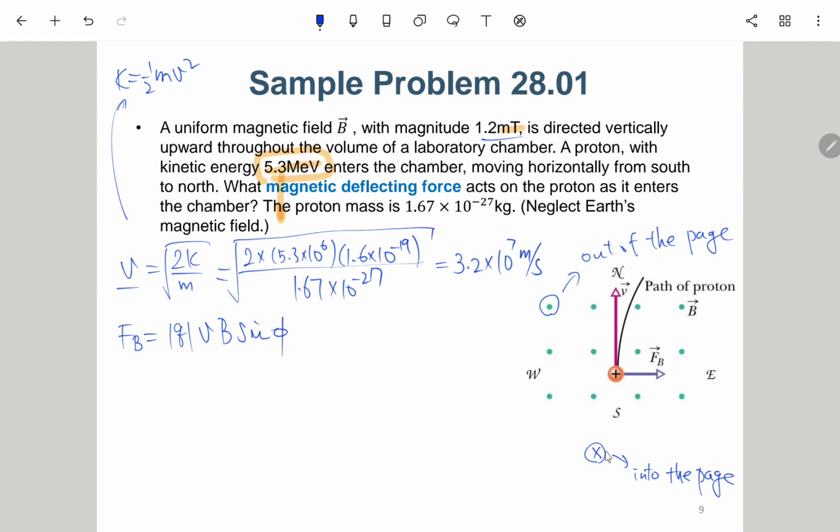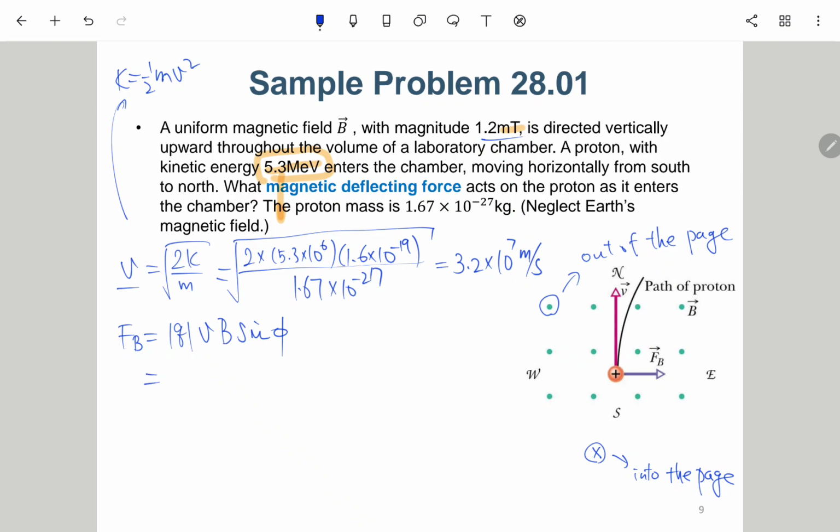Okay, so a cross is like you can see the tail of an arrow, and if you see the front of an arrow, it's like a dot. The idea is like that. So the B field is pointing out of the page, and then v is moving upward. So v and B are perpendicular to each other.